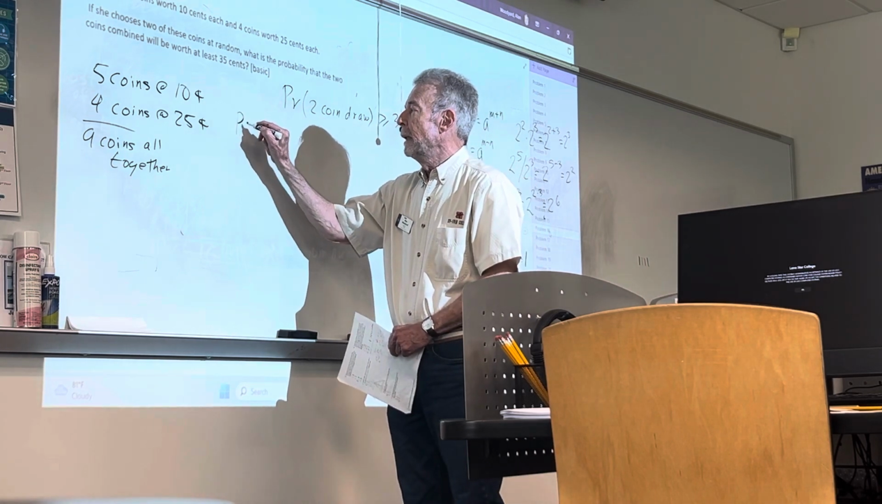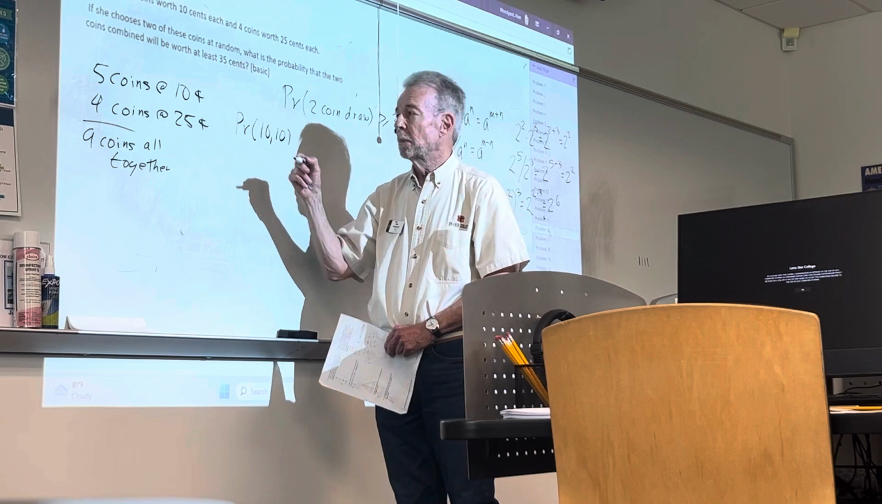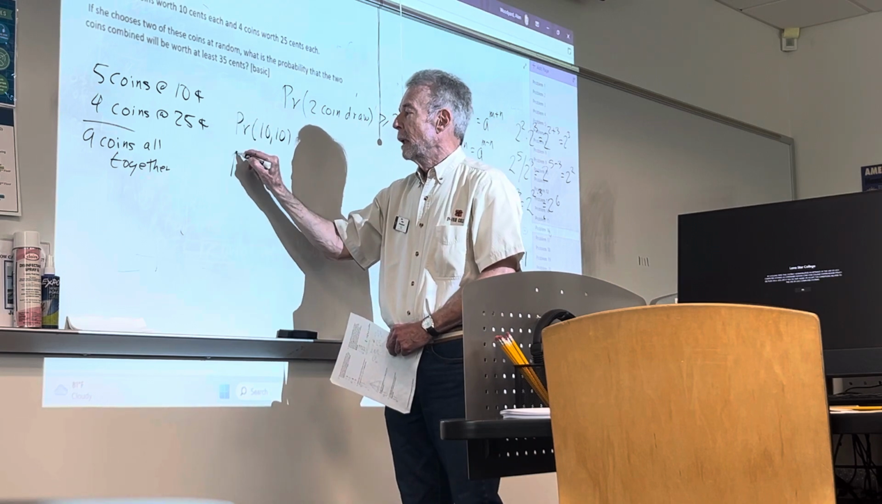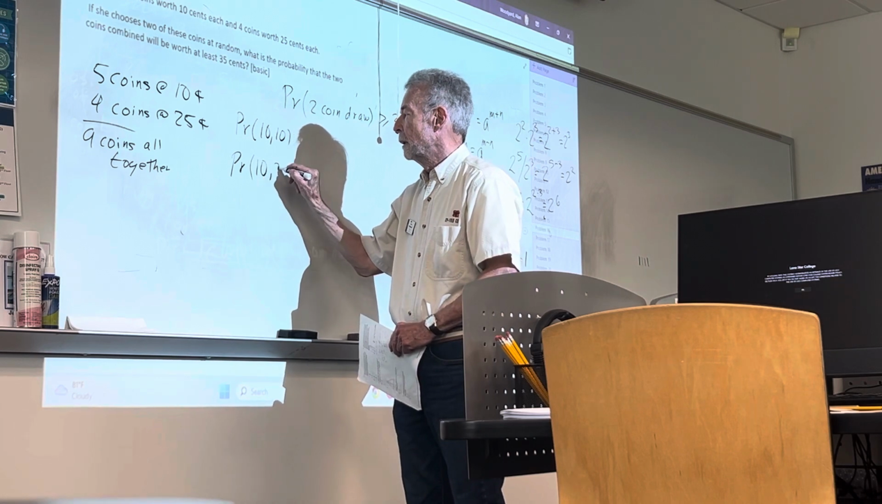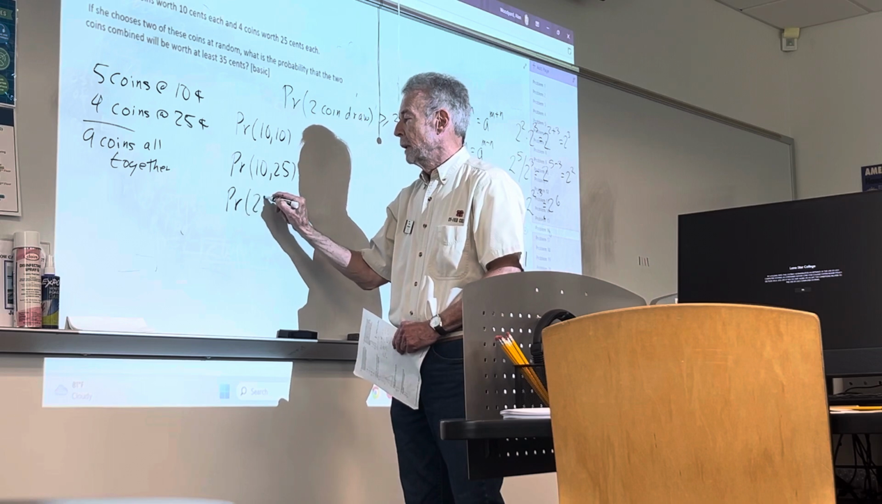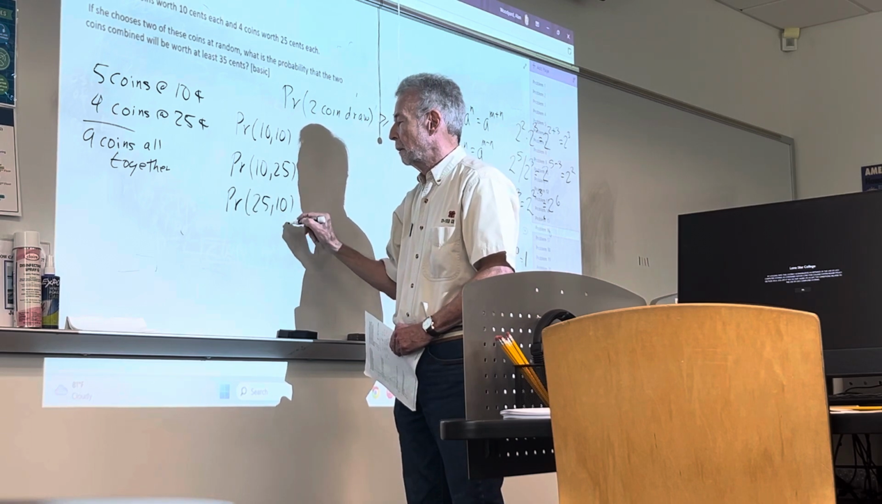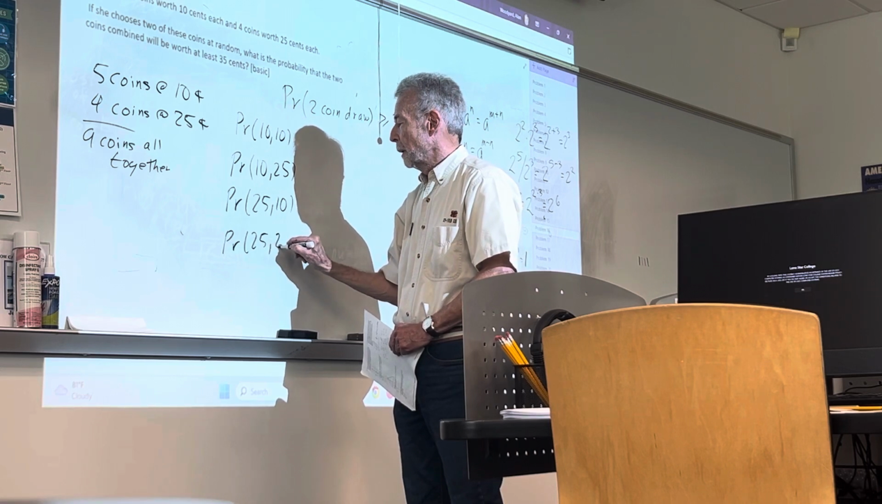She could reach into the bag and she could pull a 10-cent coin and a 10-cent coin. That's a possibility. She could reach in the bag and she could pull a 10-center and then a 25-center. Or the reverse of that. You could pull a 25-center first and then a 10-center. Or two 25-centers is also a possibility.